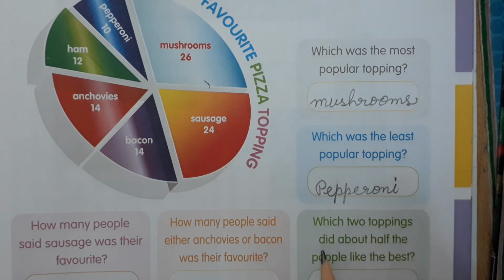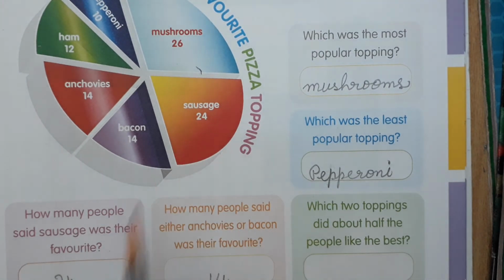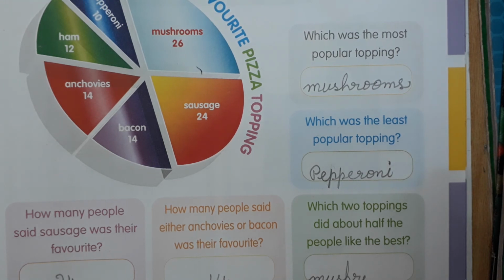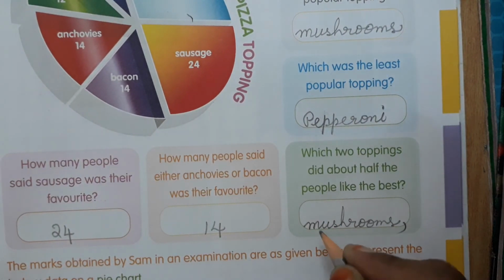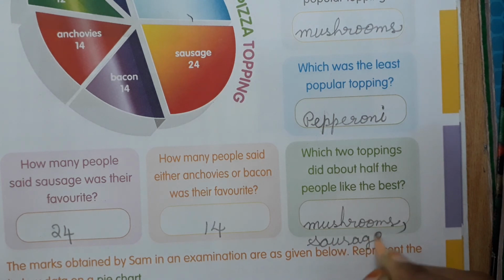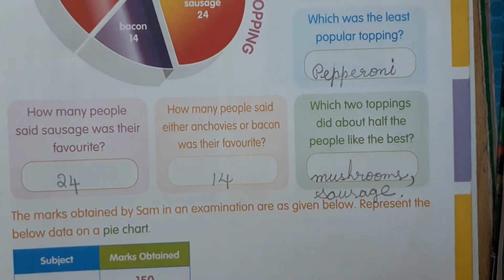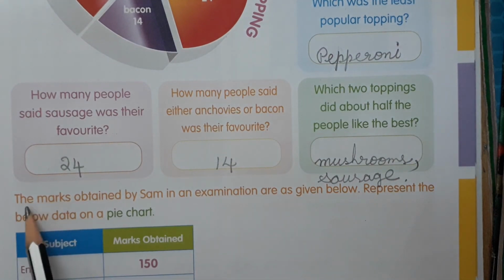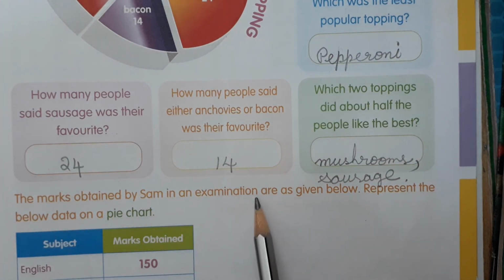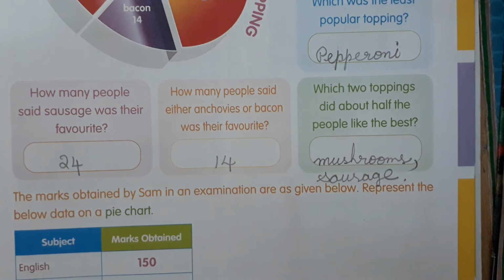Which two toppings did about half the people like the best? Mushrooms and sausage. Mushrooms. Second one, sausage. Next example. The marks obtained by Sam in an examination are as given below. Represent the below data on a pie chart.